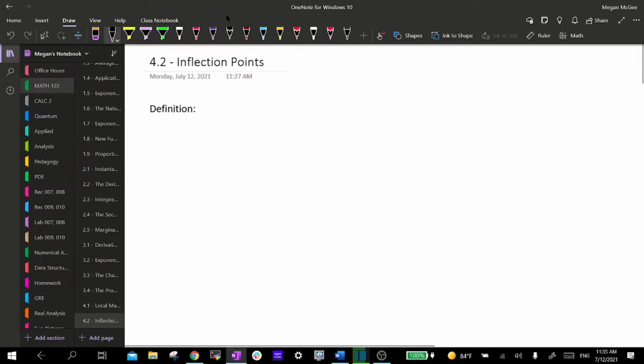Welcome to section 4.2, inflection points. So we're going to start off with defining what an inflection point is. An inflection point, well, this is a point at which the graph of a function changes concavity.